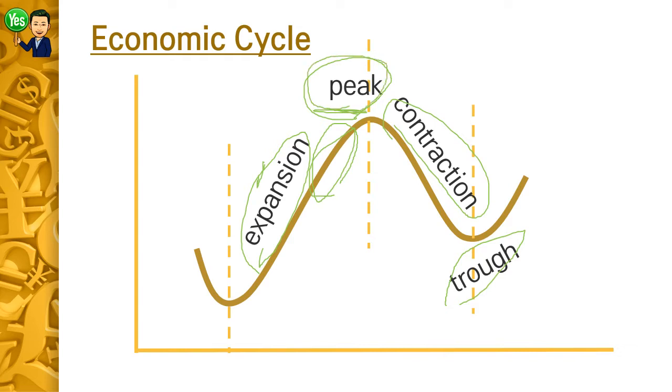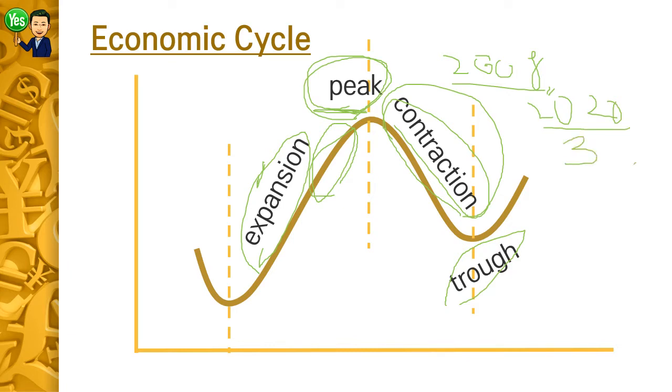After that, the correction occurs through the period of contraction, when growth slows, employment falls, and prices stagnate. This one is 2008. It clearly shows the economic recession time, the subprime mortgage crisis. And this time we can say March 2020. You clearly see the contraction.